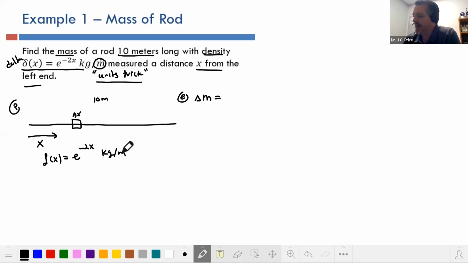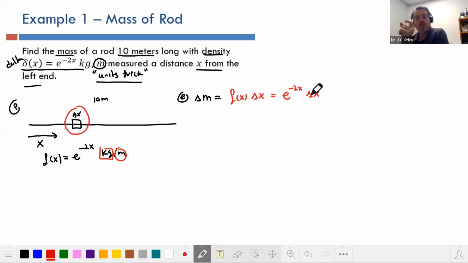And so how do you compute a small change in the mass if you just take a little small change in x? Well, you take your density function, and notice it's per length, per meter, and multiply by delta x. Here the meters will cancel with the delta x, and I'll leave you with the kilograms. So a small change in my mass is equal to e to the negative 2x delta x. Now I'm going to let the integral add up all those small little increments, each of them, and let them go to an infinitely small piece when you take that limit.